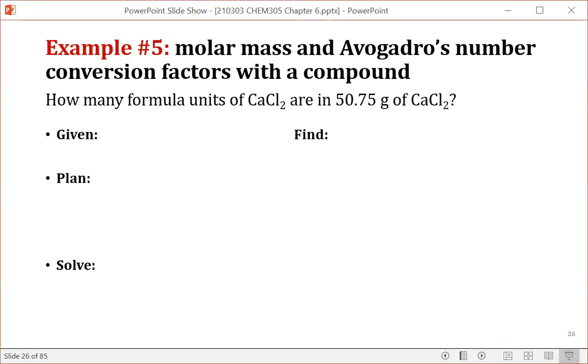Okay, let's do another one. So how many formula units of calcium chloride are in 50.75 grams of calcium chloride? So if we lay out our problem, we're given 50.75 grams of calcium chloride, and we want to find the number of formula units.